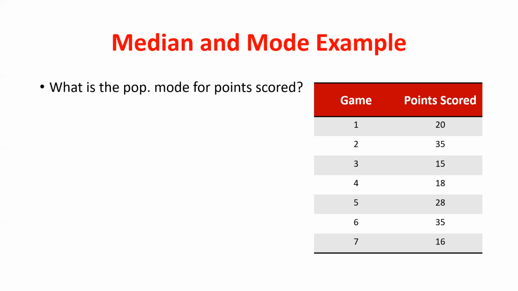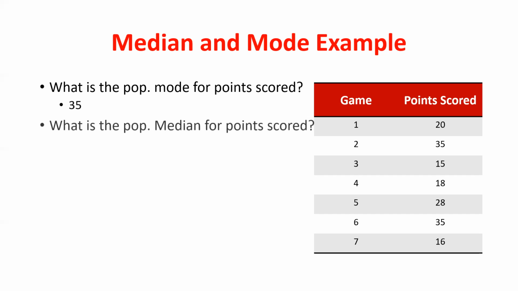But what I could do, especially if it's a data set this small, is look for the highest value, 35, and cross that out. Lowest value, 15, cross that out. Next highest value, it's actually another 35, so I'll cross that off. Next lowest value, 16. Next highest value, 28. Next lowest value, 20. I'm left with that 18 that's smack dab in the middle. Now, it's a little bit easier.